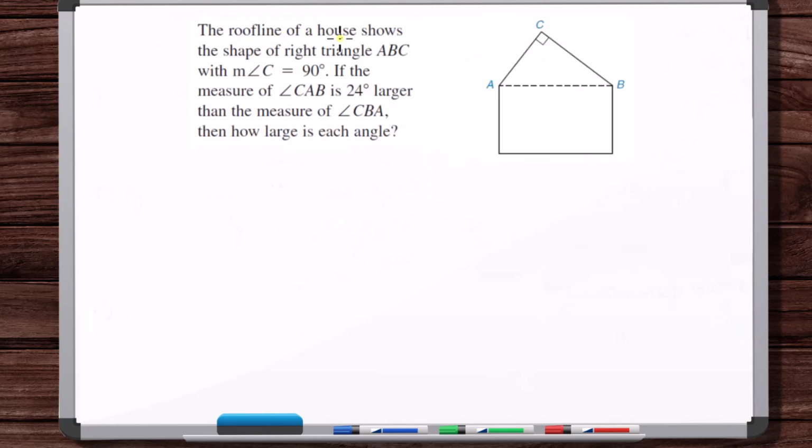The roof line of a house shows the shape of right triangle ABC with measure of angle C equal to 90 degrees. If the measure of angle CAB, so this angle up here, is 24 degrees larger than the measure of angle CBA. So they're saying, if this is x, then this is x plus 24. Then how large is each angle?